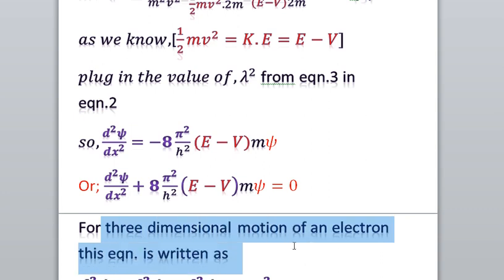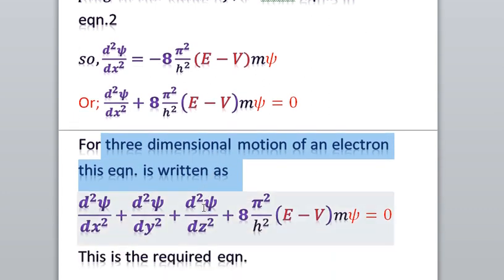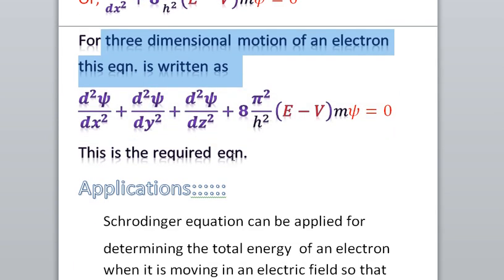For 3-dimensional motion of an electron, this equation is written as d square psi upon dx square plus d square psi upon dy square plus d square psi upon dz square plus 8 pi square upon h square (E minus V) m into psi equals 0. This is the required equation.